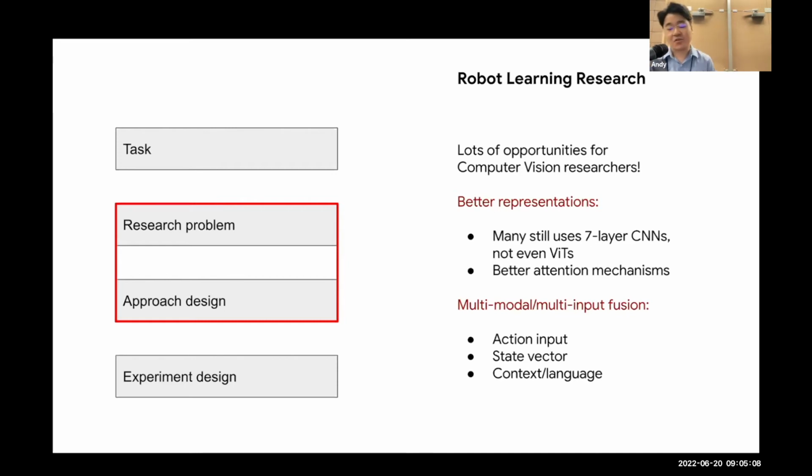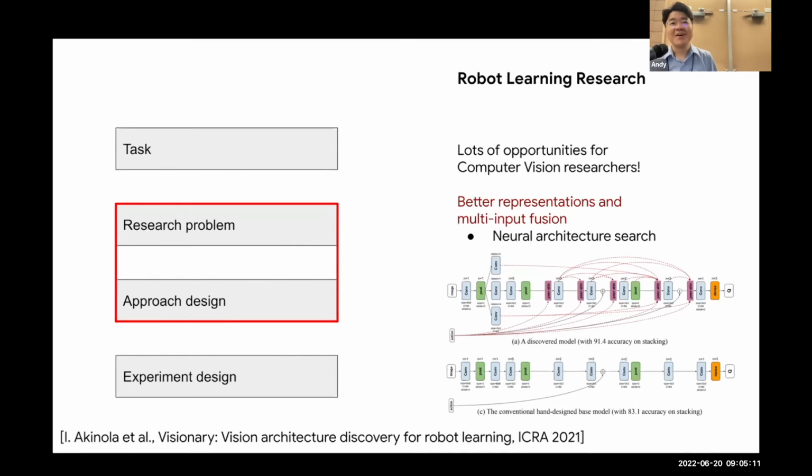And again, sorry for bringing my own paper as an example. We did this regarding better representation and multi-input fusion. In this case, all we did was run a very simple neural architecture search. So this was the state-of-the-art model, as I mentioned, with 7 convolutional layers and so on. We were able to find a better model by doing neural architecture search, and that was giving us better representation, allowing us to improve the task success accuracy.